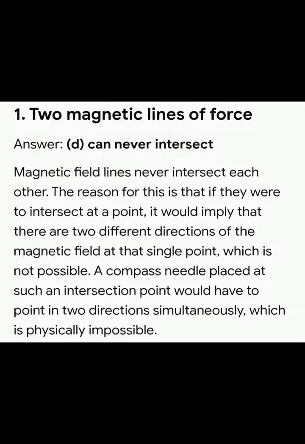Next question is, two magnetic lines of force dash. We know the magnetic field lines never intersect each other. This is because if they intersect each other, it would imply that there would be two directions of magnetic field at a single point. This is actually not possible, because if we place a compass needle there, it would have to give two directions simultaneously. This is not possible. So two magnetic lines of force can never intersect.